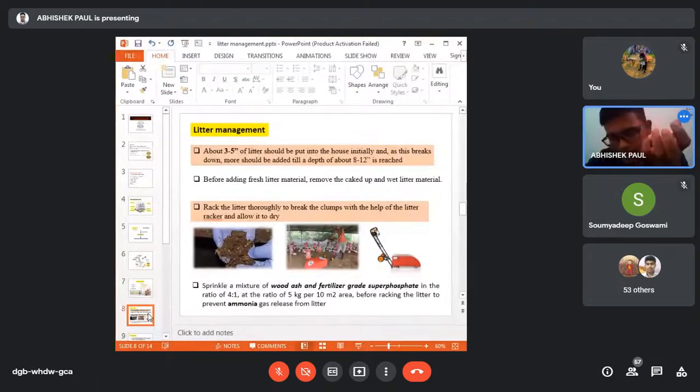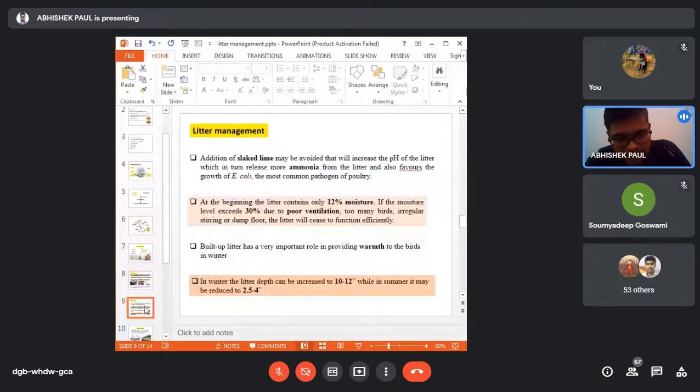You take a little amount of this material in your hand and press it with your thumb. If there is any cake formation, then it is a clear-cut indication of high moisture content. And if it falls freely, then you can consider the moisture content is minimum. So you can imagine. Then this is about the management. Management is mostly related to the moisture content. The moisture content should not exceed 30%.